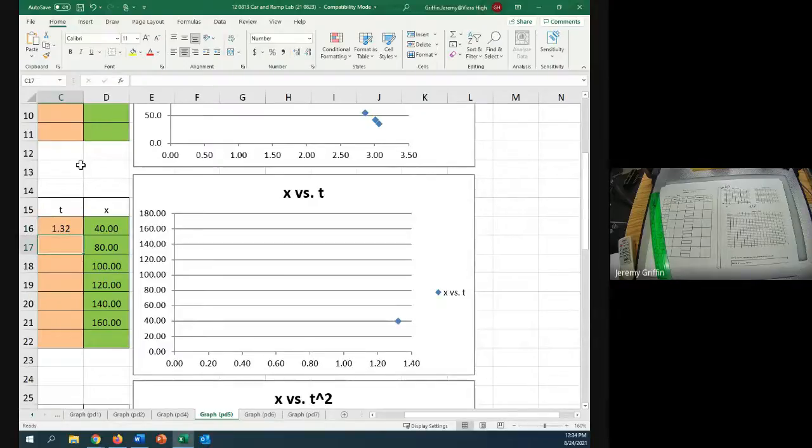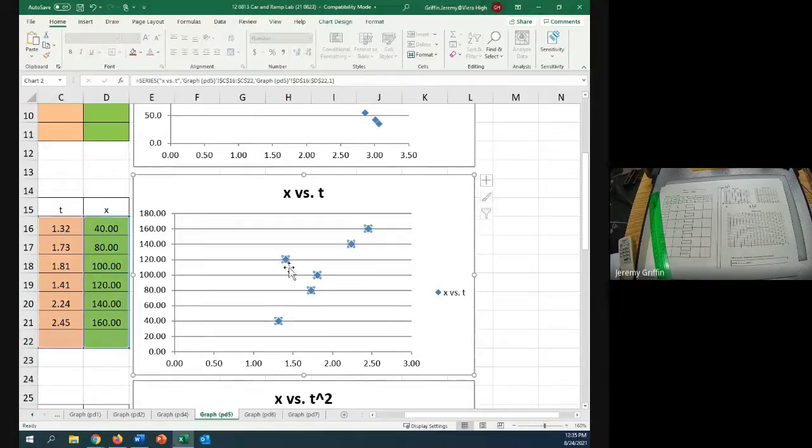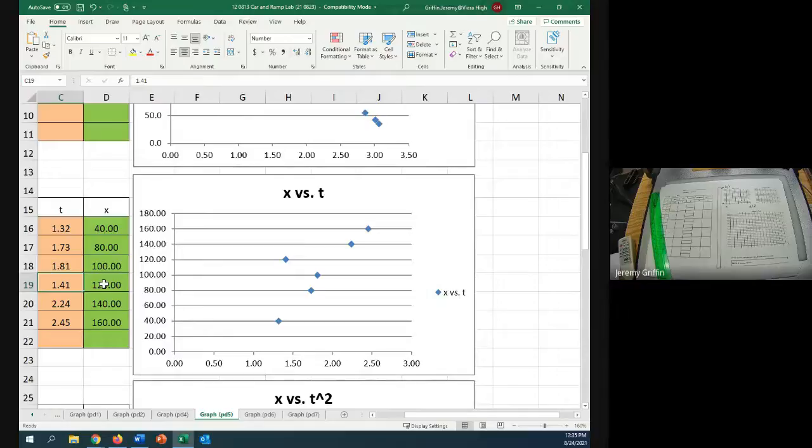1.32, 1.73, 1.81, 1.41, 2.34, and 2.35. Huh, interesting. There's an interesting looking outlier over here, but besides that, it pretty well looks like a pattern. What was this one? 120? Okay. So just for trend line purposes, I hate to do this, but I'm going to ask that we ignore that outlier. If you ignore that outlier, everything else pretty much lines up, doesn't it?